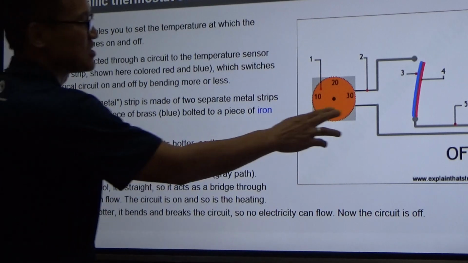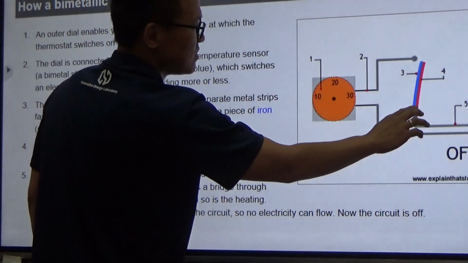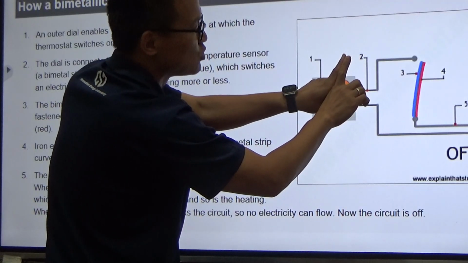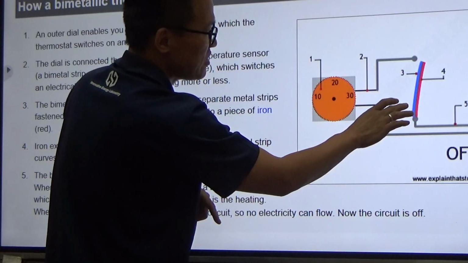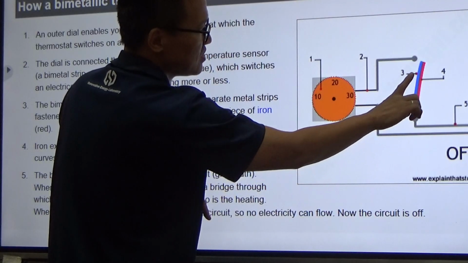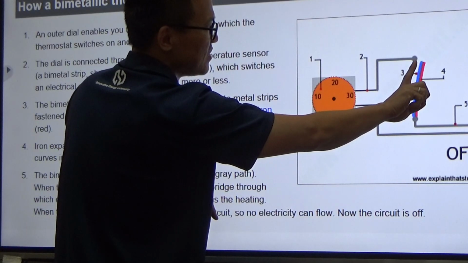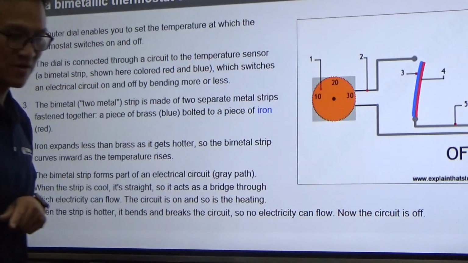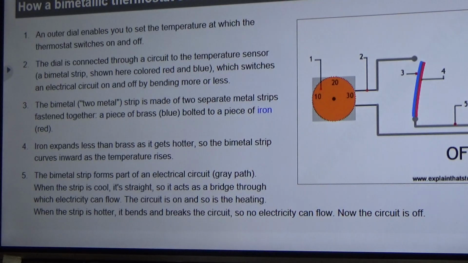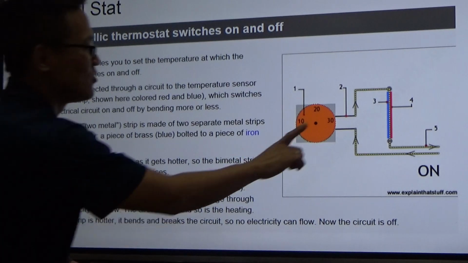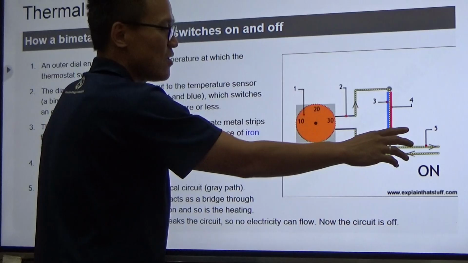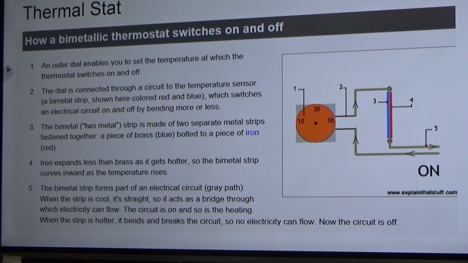Because it is just combined from two different metals, when the temperature reaches the OTP point, it will bend to let the thermostat be like an open circuit. Okay, but when the temperature turns back, turns lower, it will return to the original position. So your circuit can work again.